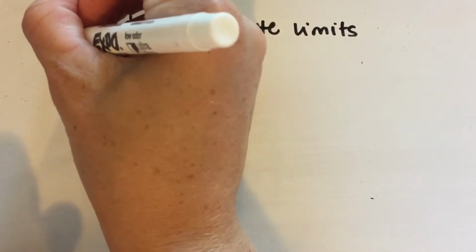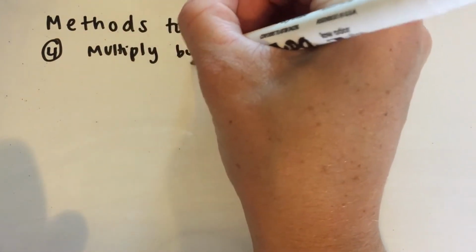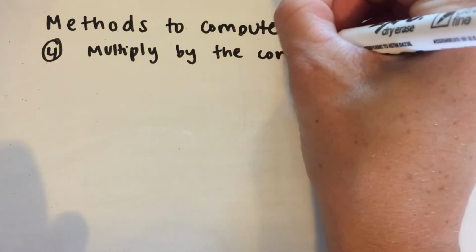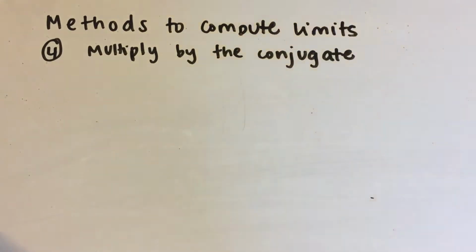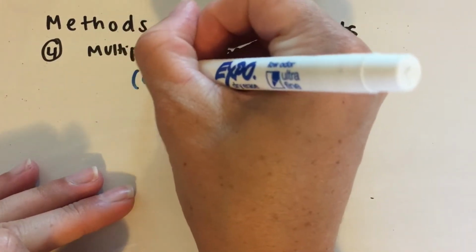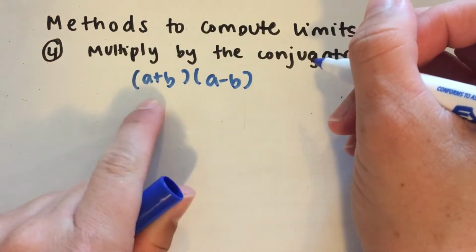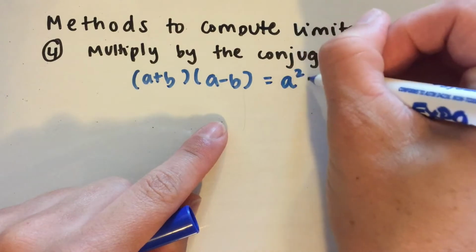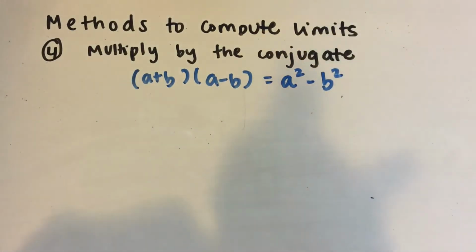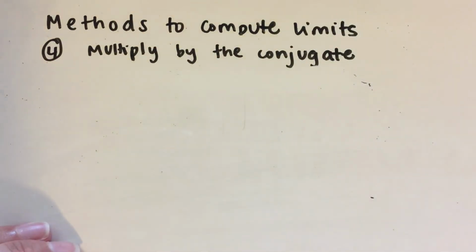Another method is to multiply by the conjugate. So if we have a plus b times a minus b, that is the conjugate of a plus b, and vice versa. And when you multiply this out, it equals a squared minus b squared. So generally, you're going to want to multiply by the conjugate when you have a square root term.